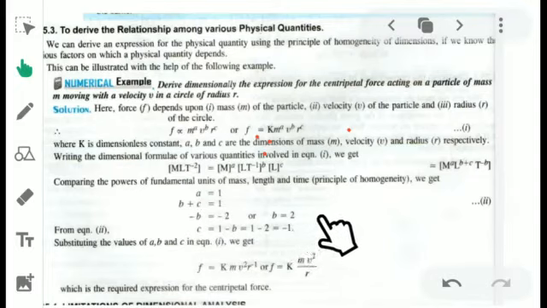So now we got a, b, c. We are going to put the values here. F is equal to k, m raised to 1, since a is 1. b is 2, so v square. c is minus 1, so r raised to minus 1. So F is k m v square by r. This is the required relation. But we cannot find out the value of k by using dimensional analysis.